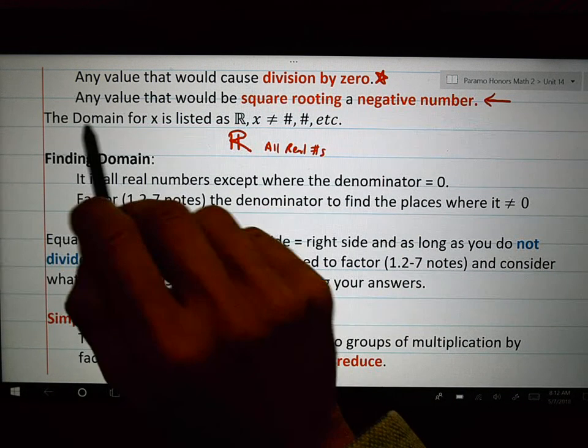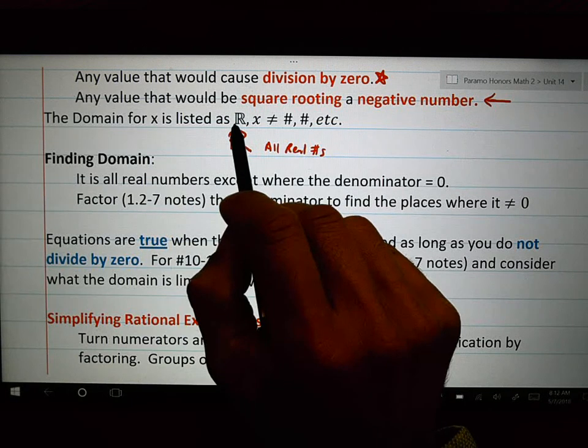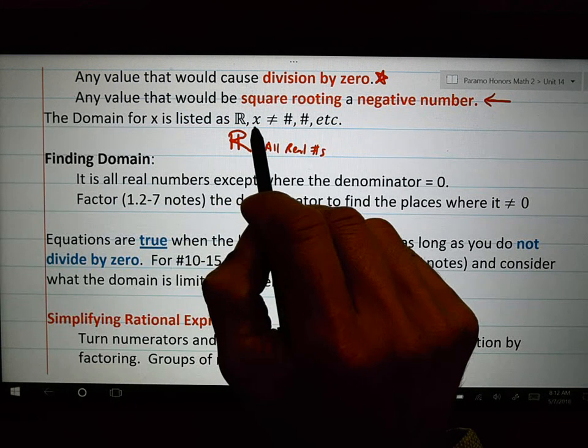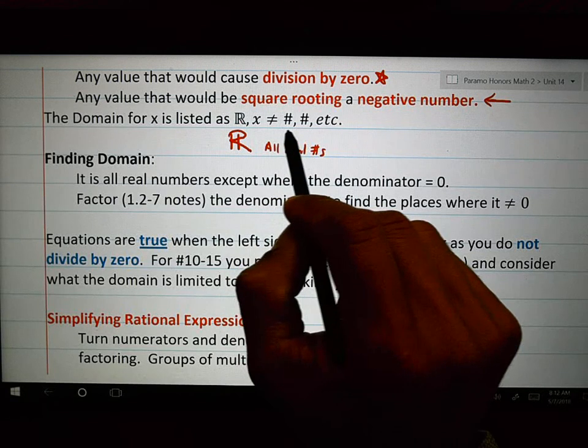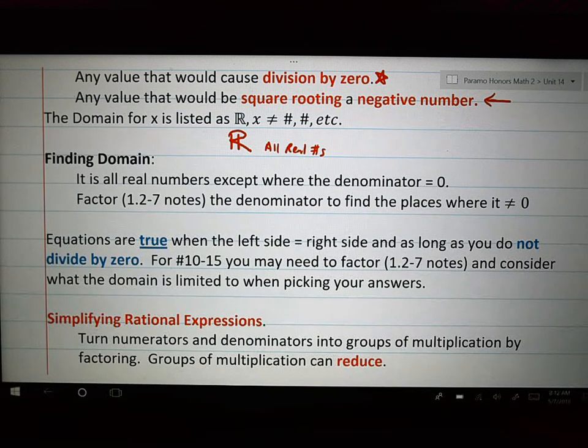This is to be read as: the domain for x is all real numbers except x cannot equal, like it could be 1, x cannot equal 2, or x cannot equal -3, etc., etc. That's how we're going to write our answers when we find the domain.